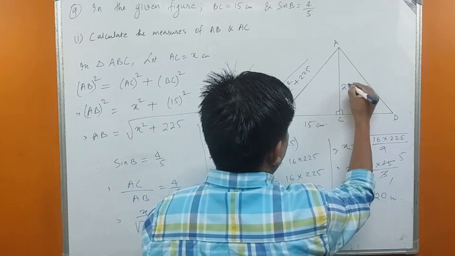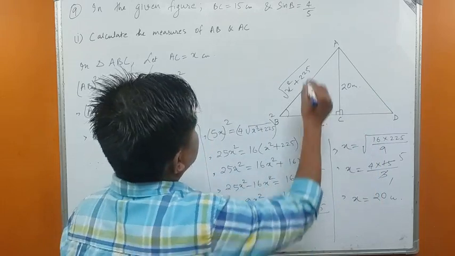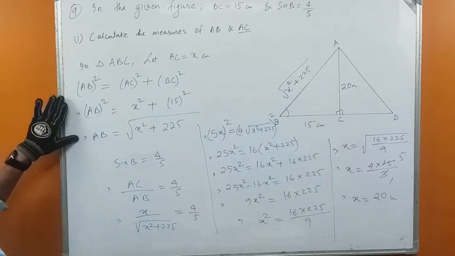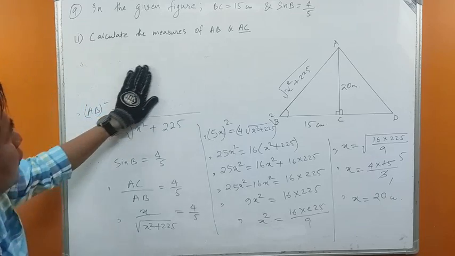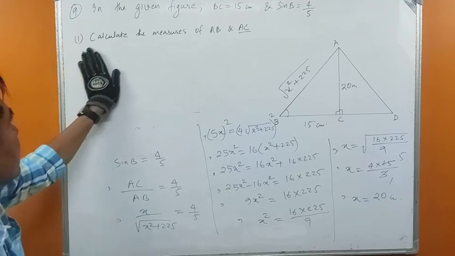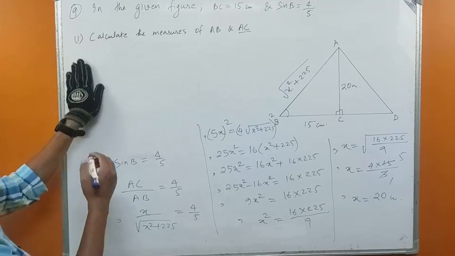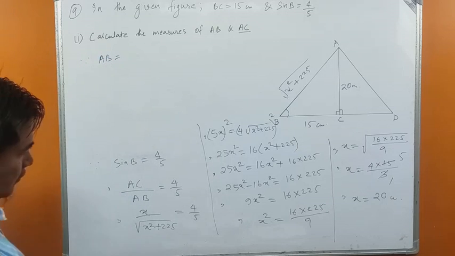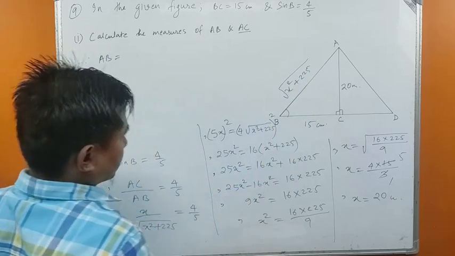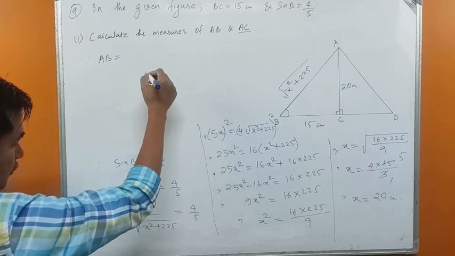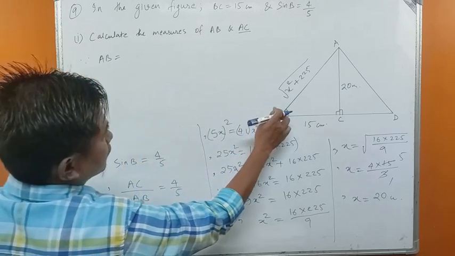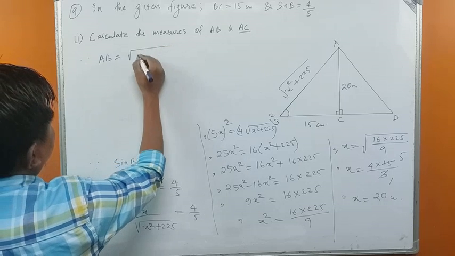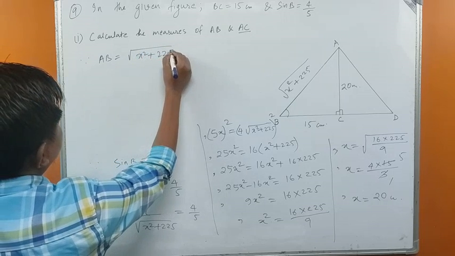Value of x is 20 centimeter. So we are asked to find AC, AC is 20 centimeter. Now AB, please take the screenshot, okay? I'm erasing this now. So AB equals, since AB equals, we have root under x square plus 25, isn't it? Root under x square plus 25. AB equals root under x square plus 25.